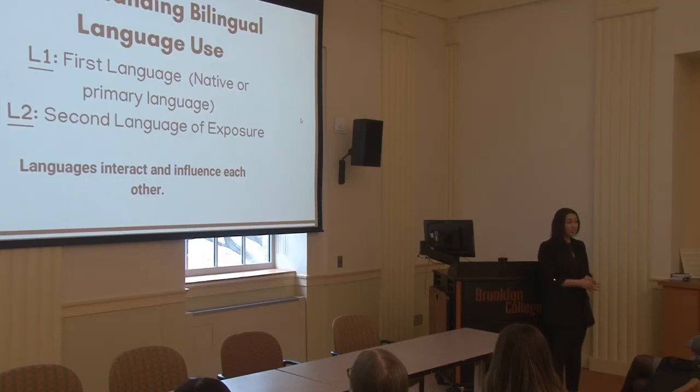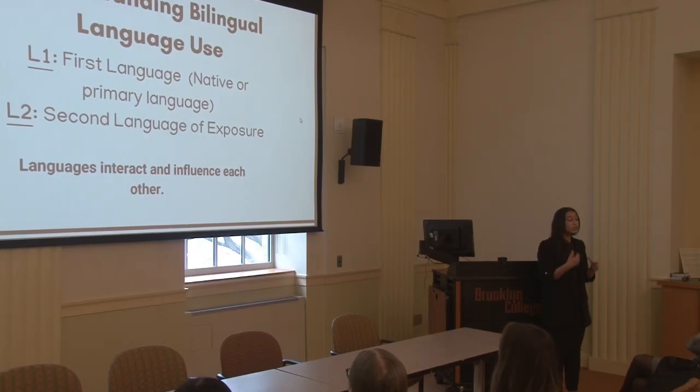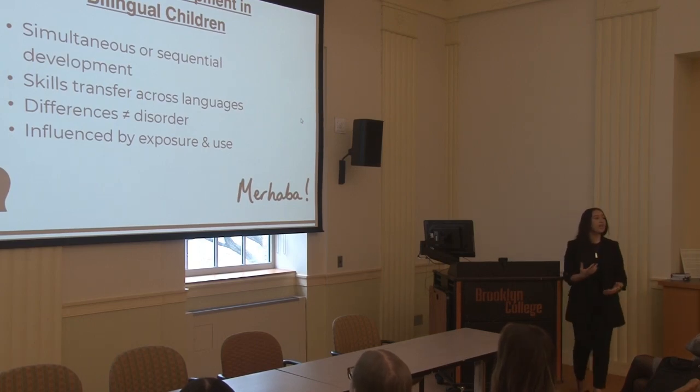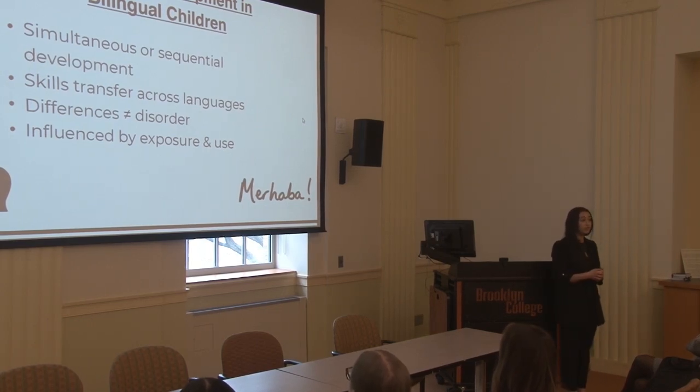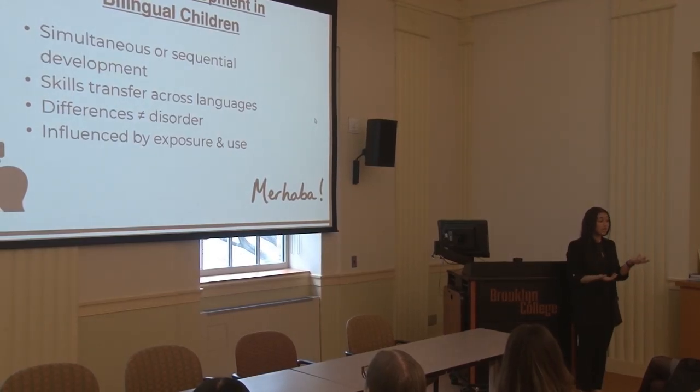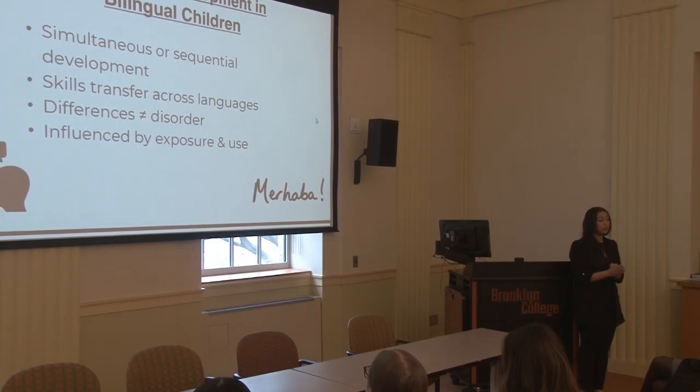This is important to understand because there isn't a separate mechanism for individuals who are bilingual. Those languages are always in constant interaction with each other and continually influencing each other. It's also important when providing any intervention for a bilingual individual to understand whether that acquisition was simultaneous, meaning both languages were being learned at the same time, or sequential. One was learned before the other.